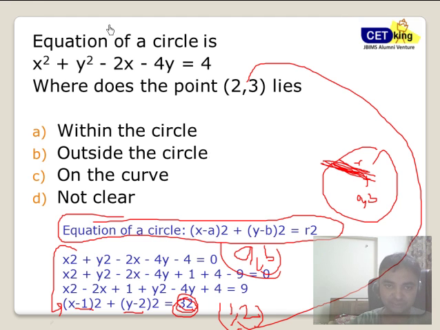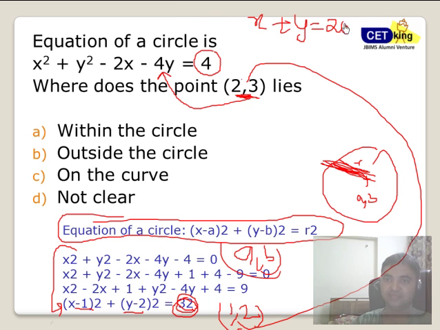But if I use my shortcuts, all you have to do is put this value back into the equation. You put 3 and 2 here. If you are getting a value which is less than 4, your point is inside the circle. If you are getting equal to 4, then the point is on the circle. If you are getting more than 4, the point is outside the circle. Very easy thing. For example, if I give you x plus y as 20.